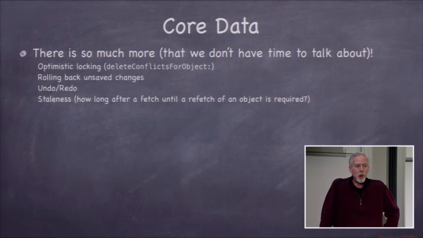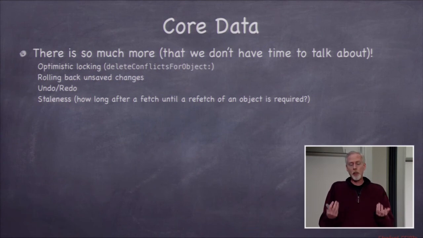Optimistic locking, rolling back unsaved changes to states that make sense. Undo and redo I talked about. Staleness: you do a fetch and it sits around for a long time. The data could be stale, might need to be thrown out and refetched. It's just a massive amount of stuff.